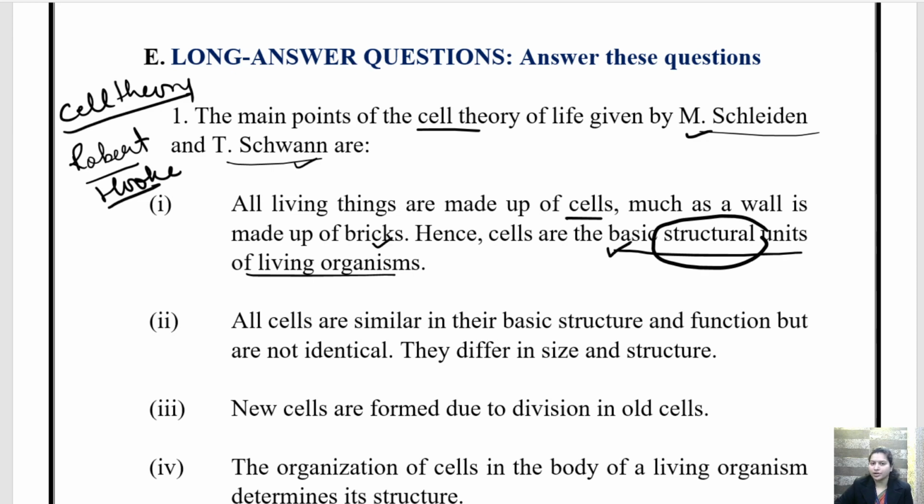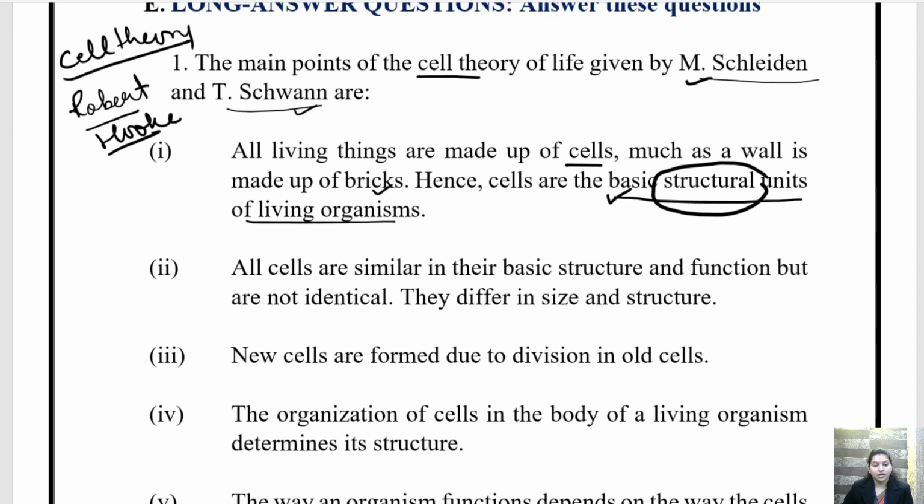brick. So that I have already explained to you. Like to make a wall or to construct a building, small bricks are required. So like bricks are required to construct a wall, similarly in our body cells play the same role. Okay. So this is the first point, that cell is the basic structural unit of living organism. Hope you have understood it. Now coming on to second cell theory. Second point, all cells are similar in their basic structure and function but are not identical.